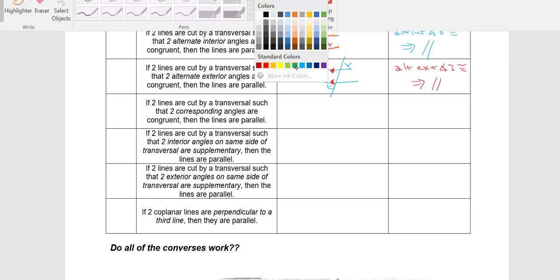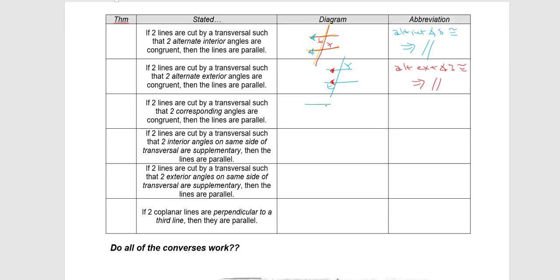And then the next one is when you have corresponding angles congruent, or the F shape congruent. So like this angle and this angle forms an F shape. Hopefully you can see that. If the corresponding angles are congruent, then you have parallel lines.